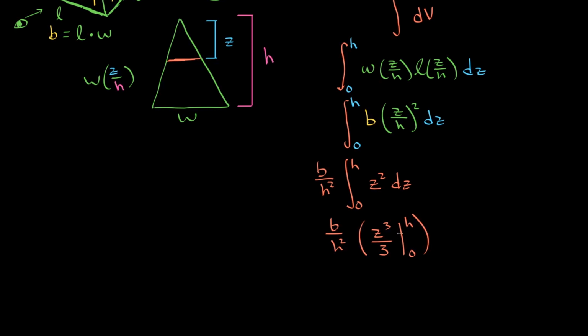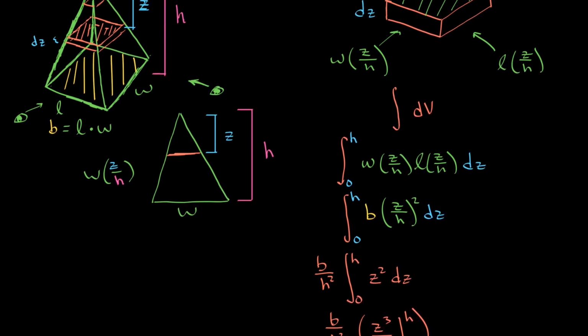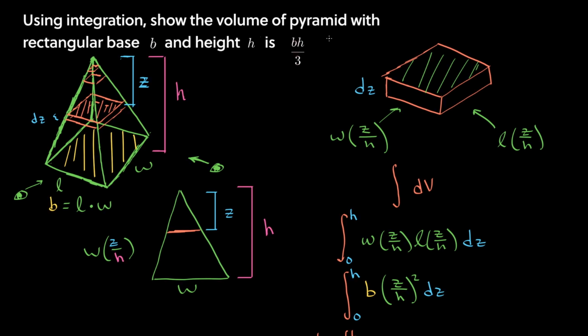So now, evaluating z cubed over 3 at 0 and h, what do we get? Well, we get h cubed over 3, and then we have minus. When we look at 0 here, this goes to 0, and then we're going to be multiplying by b over h squared. And what does this come out to? Well, when we multiply, we get b times h over 3, and that is exactly what we were after. Let's scroll back up. That is exactly what we were after.